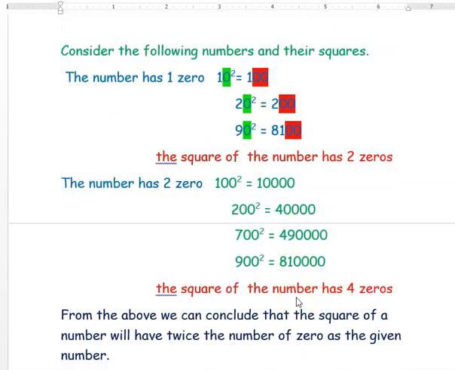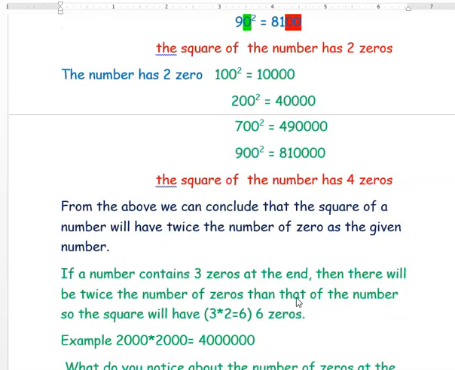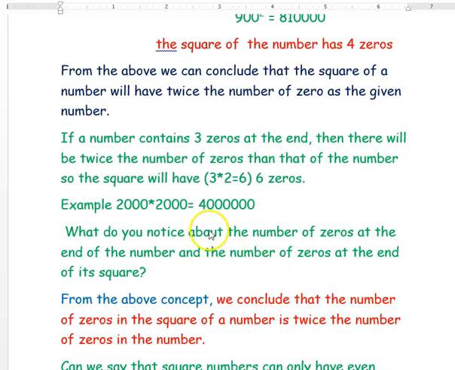Now from this, we can answer our given question. From the above, we can conclude that the square of the number will have twice the number of zeros as the given number. So if a number has 3 zeros at the end, then there will be twice the number of zeros than that of the given number. So if there are 3 zeros, then in your answer you will have 6 zeros.